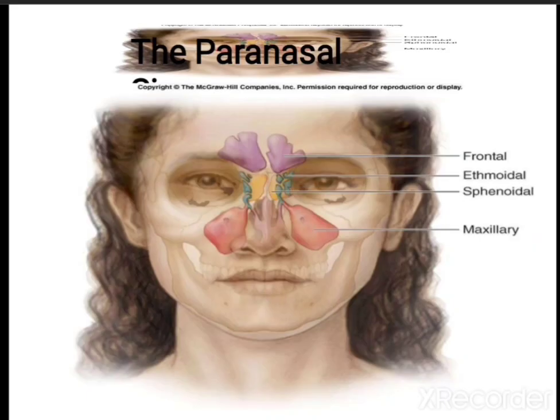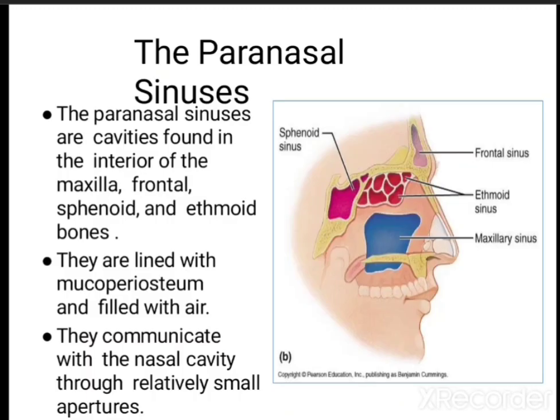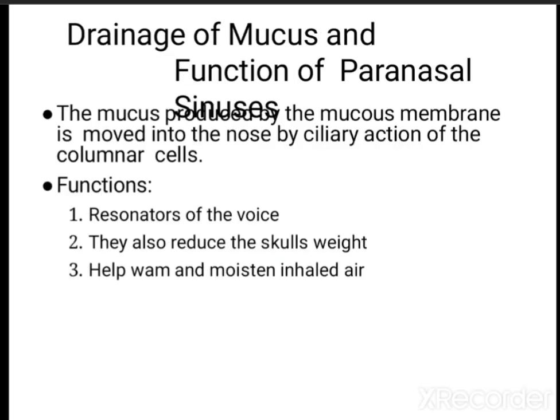Then we come to the subtopic of this class, the paranasal sinuses. These are the cavities which are found in the interior of the maxilla, frontal bone, sphenoid and ethmoid bones. These are lined with mucoperiosteum and filled with air. They communicate with the nasal cavity through relatively small apertures.